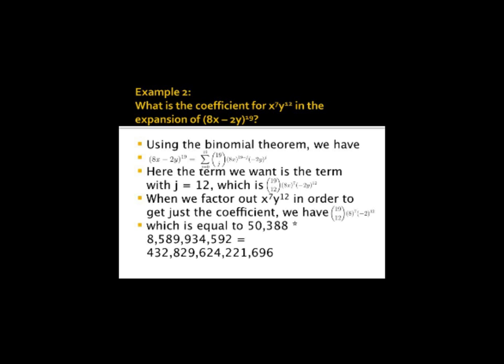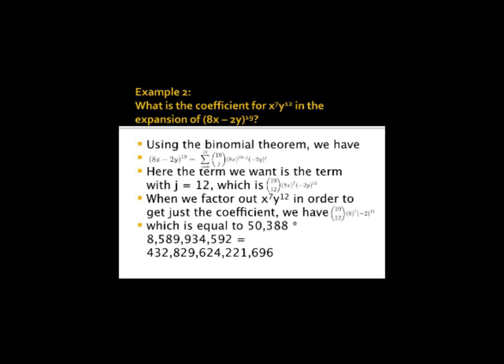So for this example, we want to answer the question, what is the coefficient for x^7 y^12 in the expansion of (8x - 2y)^19? Using the binomial theorem, we have (8x - 2y)^19 is equal to the summation from j equals 0 to 19 of 19 choose j, (8x)^(19-j), times (-2y)^j. Here the term we want is the term when j is equal to 12, which is 19 choose 12, (8x)^7, (-2y)^12.